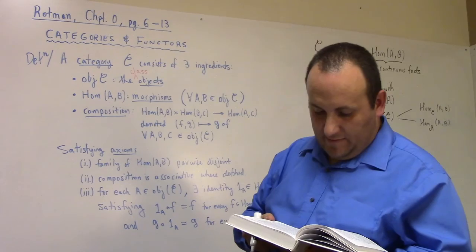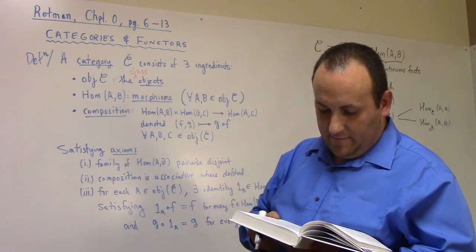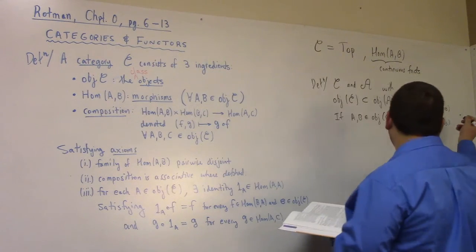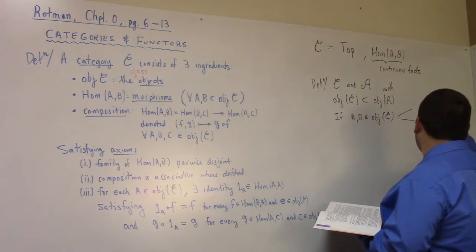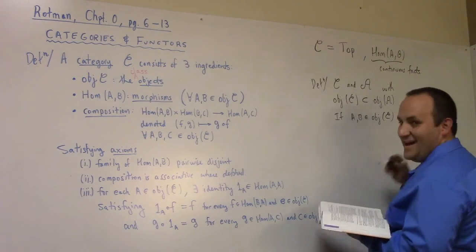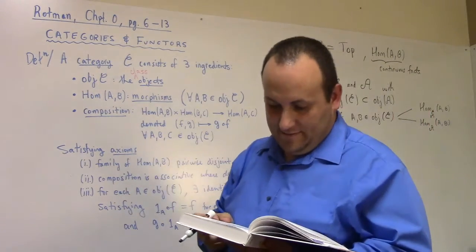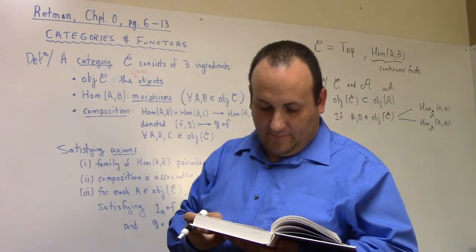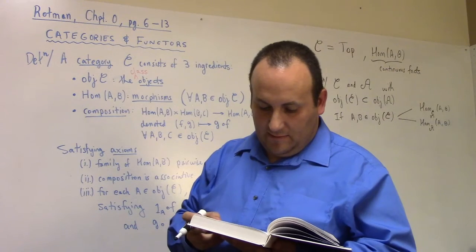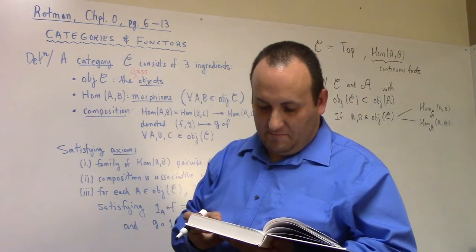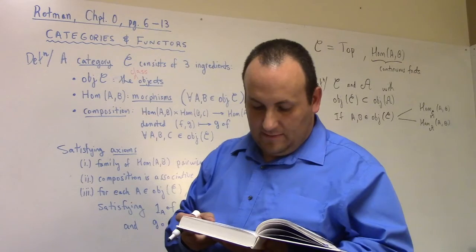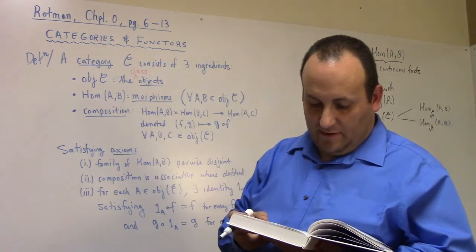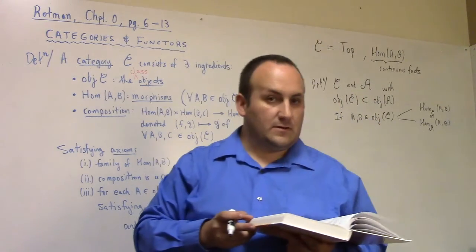He says C is a subcategory of A if the objects of C are a subset of the objects of A. Hom C has to be a subset of Hom A as appropriate for all possible A and B in C. And the composition has to be the same in C as it is in A. In other words, the composition is a restriction from the larger category. I won't write that all out.